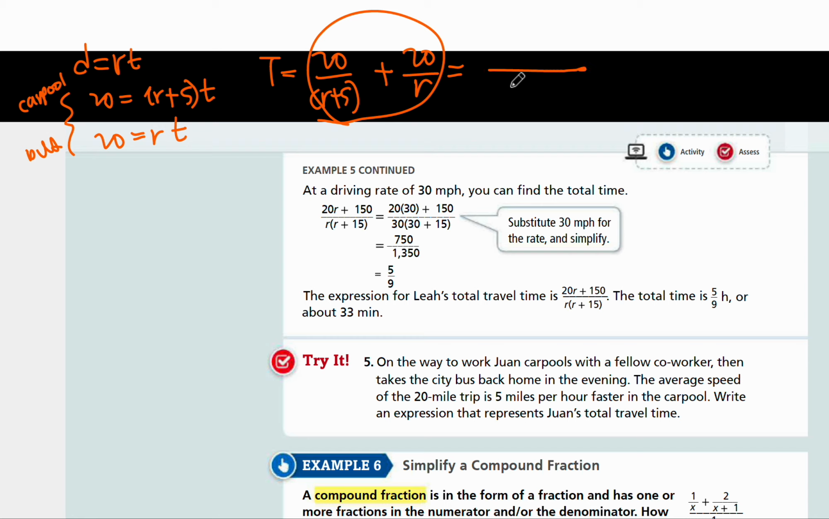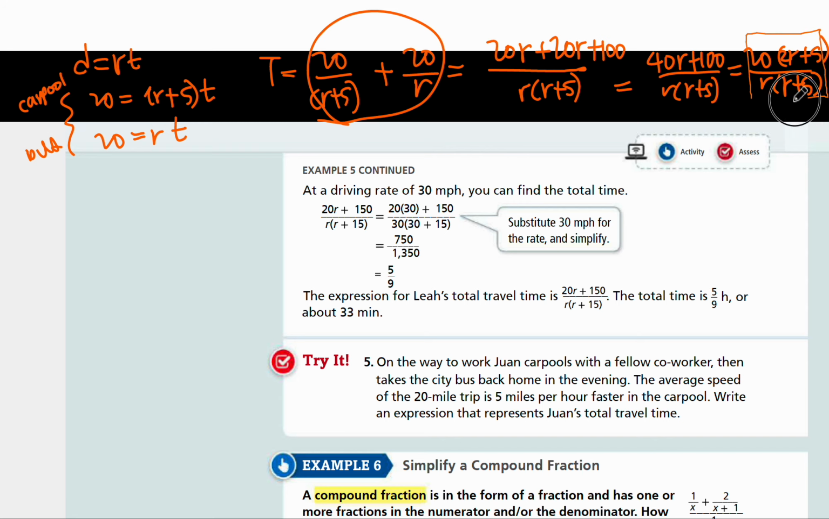We can find the LCM, which is r times r plus 5. And then we multiply r with 20, and we have 20r, and then we multiply r plus 5 by 20. So using the distributive property, we have 20r plus 100. And that's equal to 40r plus 100 over r times r plus 5. And that's really equal to 20 times 2r plus 5 all over r times r plus 5. So that's the simplified expression.